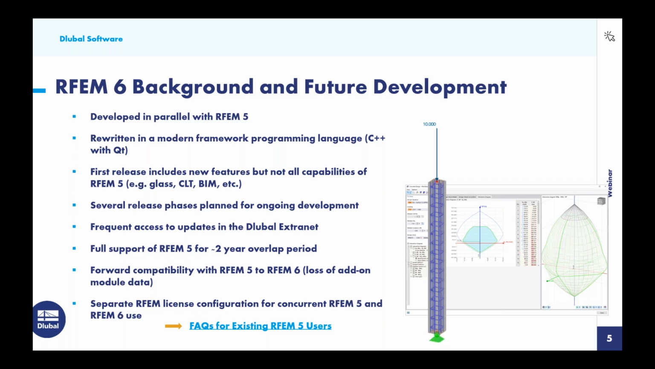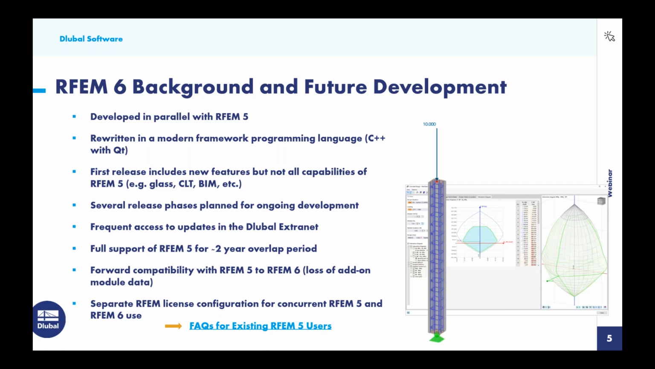upgrading. There is forward compatibility from RFEM 5 to RFEM 6, so you can open these older models in this new version. For the most part, you're going to see the geometry and the loading carry over, but what you will lose is the add-on module data. The reason for this is that we have better integrated these add-ons in the main program, so there's no way to keep that compatibility between the two versions.